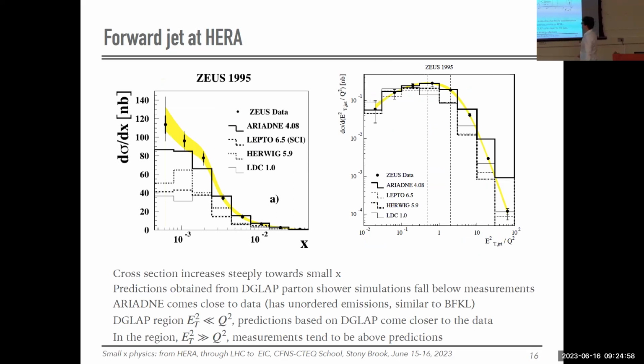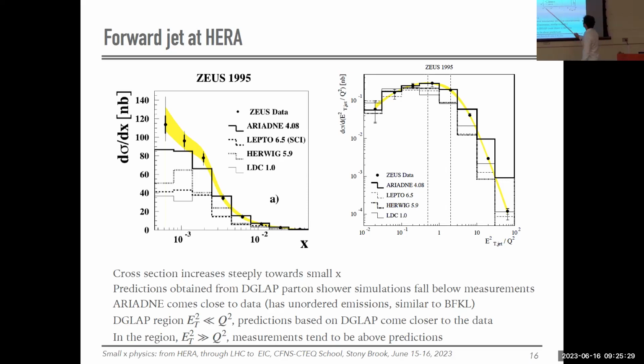Forgot to specify what was the PT of the jet here, but you can look it up. Now the cross section does increase steeply towards the small x, and you see that most of the Monte Carlos basically sit below. Okay? There's only one Monte Carlo, this Ariadne, that kind of catches up to the data, and it has some dynamics that is similar to BFKL.